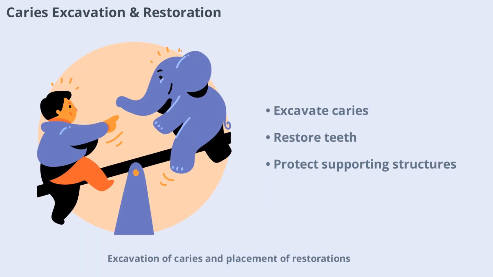Excavation of caries and placement of restorations, whether temporary or final, are performed during Phase 1 therapy. These steps restore the integrity of the teeth and prevent further decay. By addressing caries early, clinicians protect the supporting structures and ensure that the patient is ready for more advanced procedures. Restoration of carious teeth is a vital part of comprehensive periodontal care.